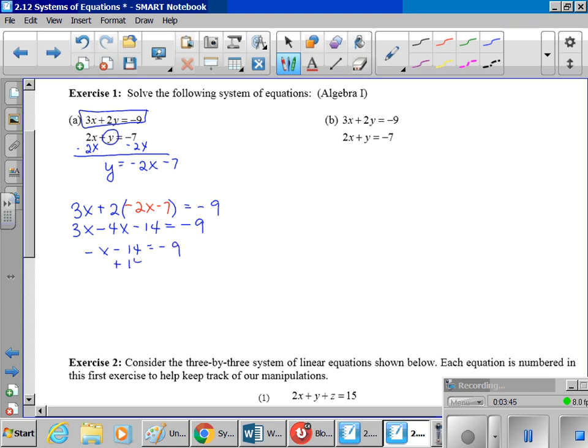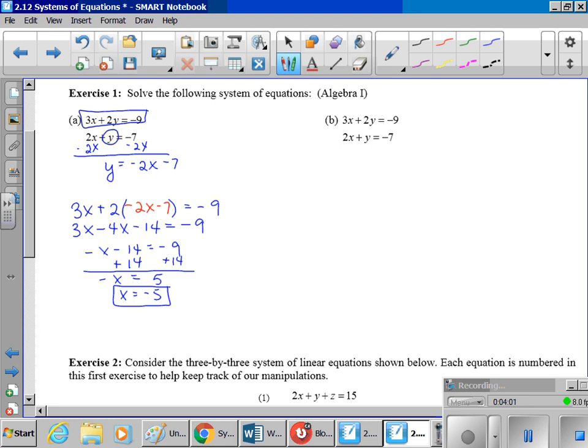Add 14 to both sides. Negative x is equal to positive 5. So x has to equal negative 5. So that's using the substitution method.